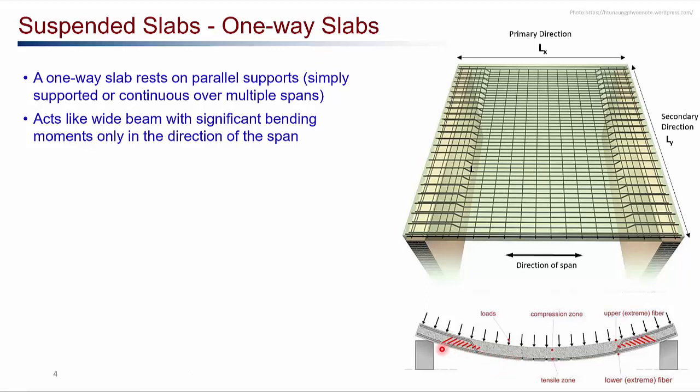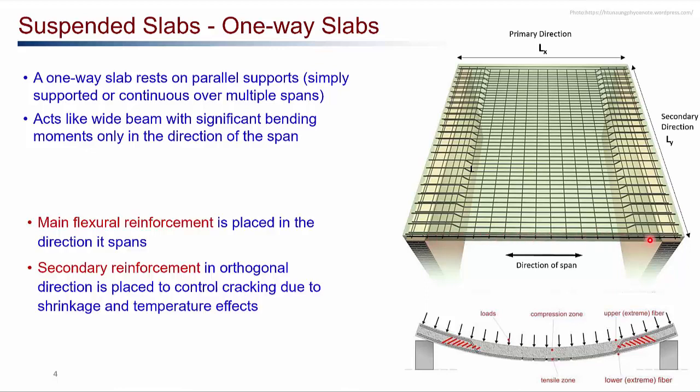That means you will need to provide the flexural reinforcement at the bottom surface where the tension is in this direction. As you can see here, the slab is spanning over this direction, so you have to provide the main flexural reinforcement along the direction of span on the tension side, and that is called the main flexural reinforcement. The secondary reinforcement you have to provide perpendicular to the direction of span, mainly to control the cracking due to shrinkage and temperature effects.